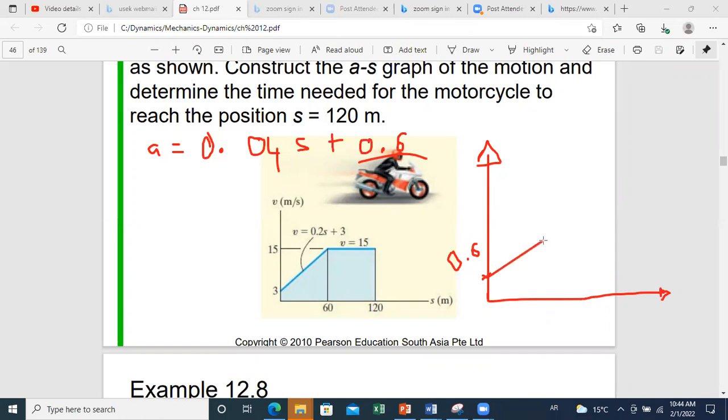And the value of acceleration at the end of this phase can be determined by replacing S by 60. So if you replace S by 60 here, you can get the value of acceleration at the end of phase one. Here you just have to say it's 0.04 times 60 plus 0.6.